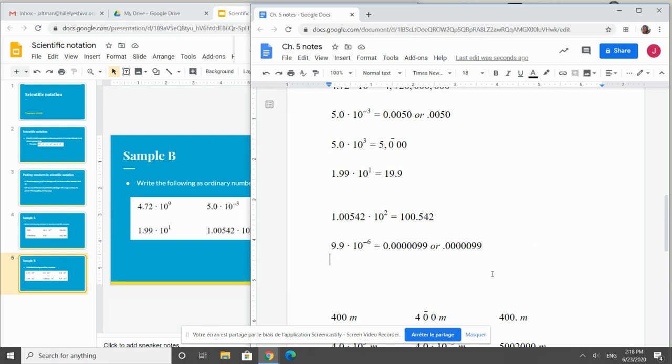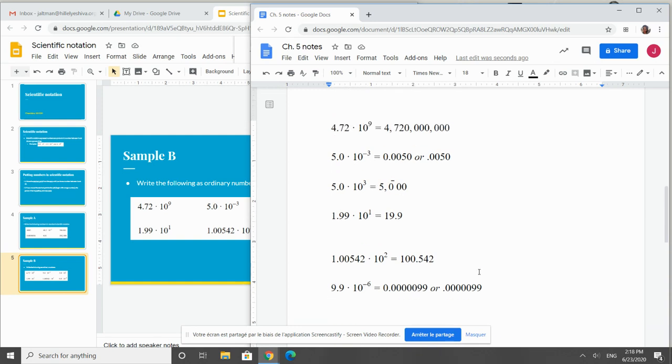All right, so I hope that may have clarified some of the confusion that you may have had. Of course, this is not a substitute for coming for extra help. This is just one additional resource for you to use.